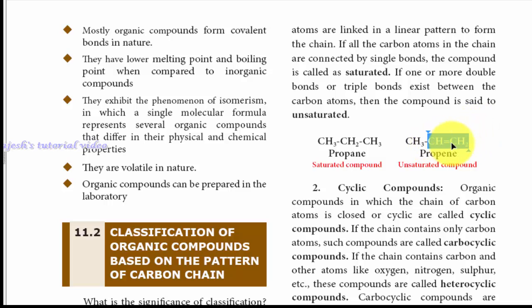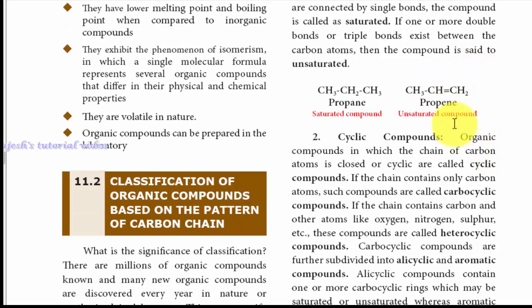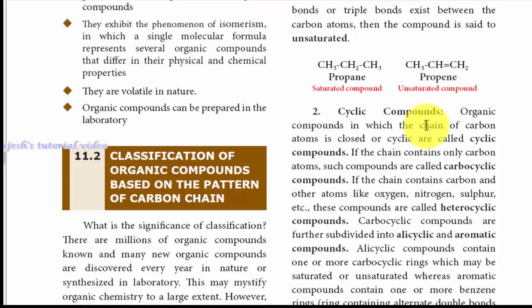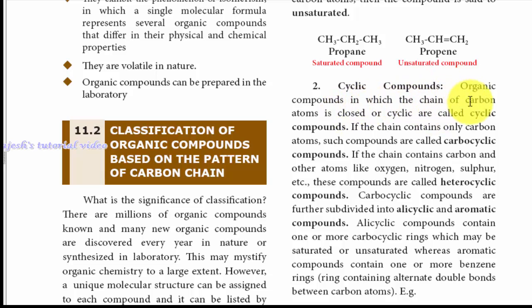In the open chain compounds, if there exists a double bond or triple bond in one or two places, then such compounds are called unsaturated compounds. The alkanes, ethane, propane, butane, etc., are all saturated compounds. Ethene, that is ethylene, and propene are all unsaturated compounds. Then coming to the cyclic compounds, organic compounds in which the chain of atoms is closed or cyclic are called cyclic compounds.